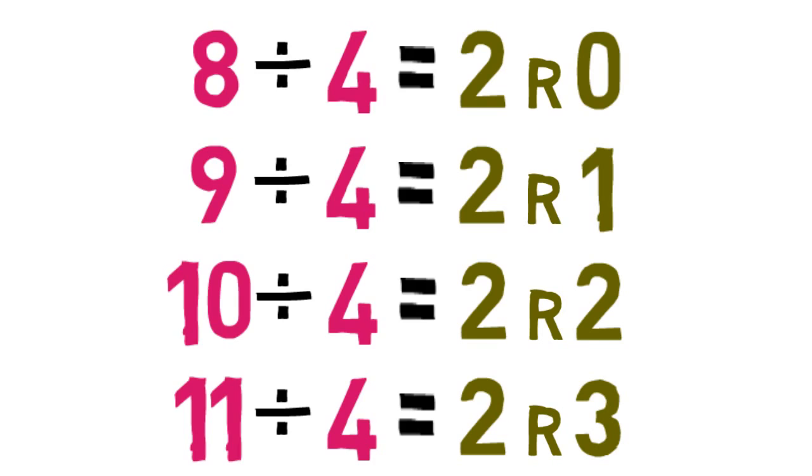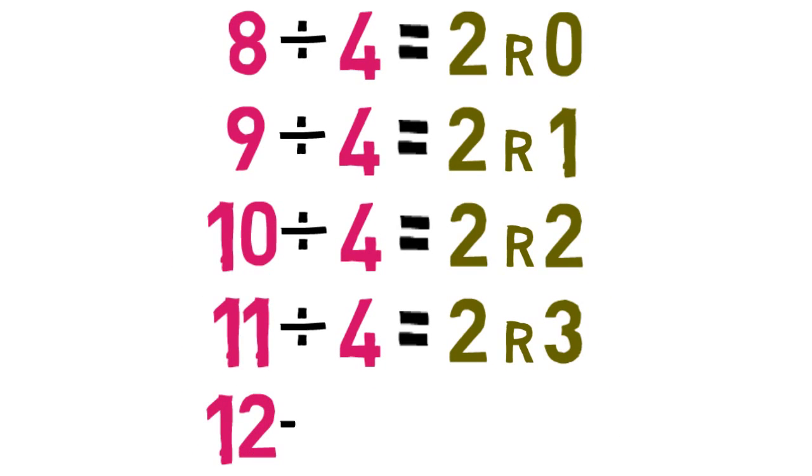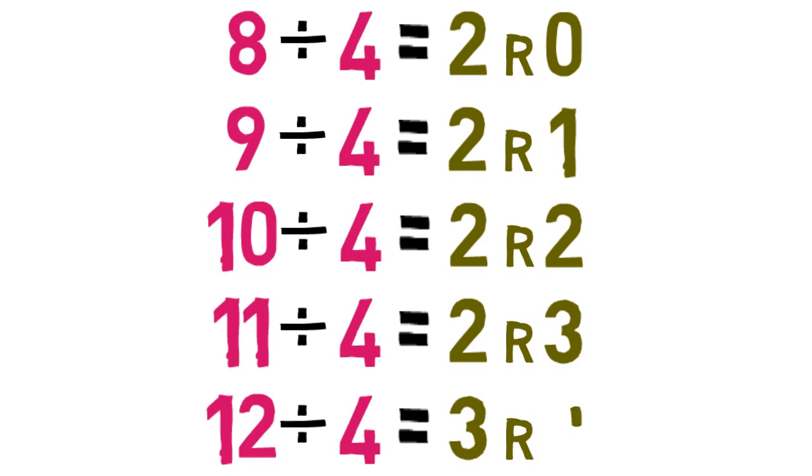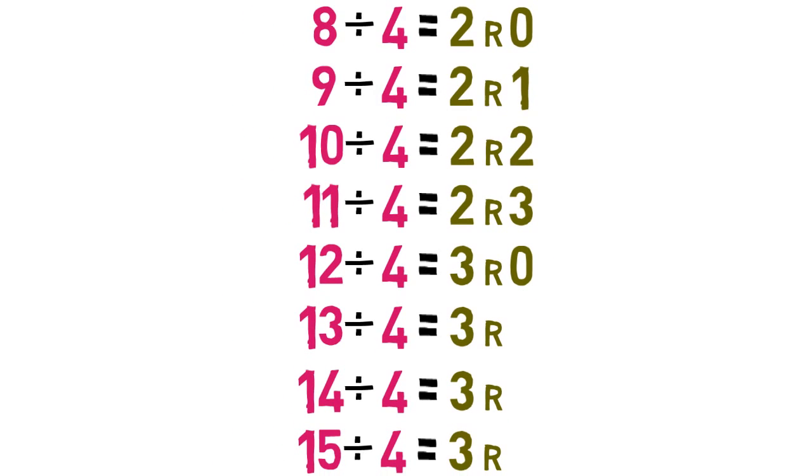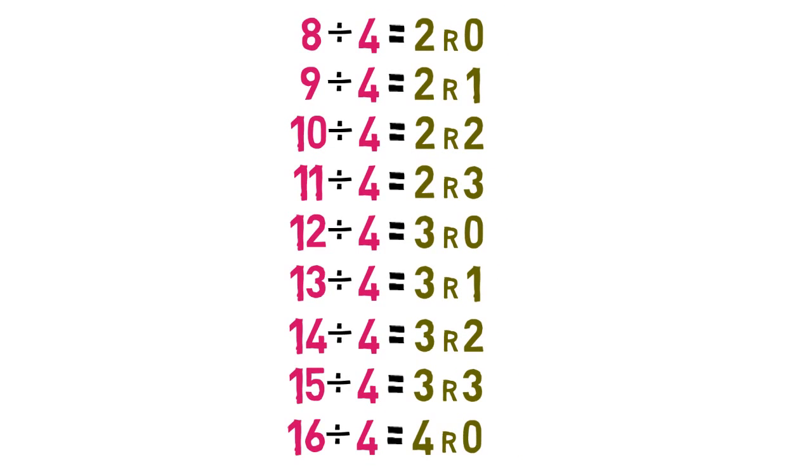Note that in each case, the remainder increases by 1. However, when you divide 12 by 4, the quotient is 3 with a remainder of 0. This pattern continues when you divide 13, 14, and 15, and again resets to 0 when you divide 16.